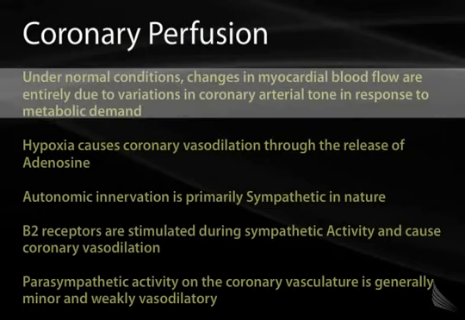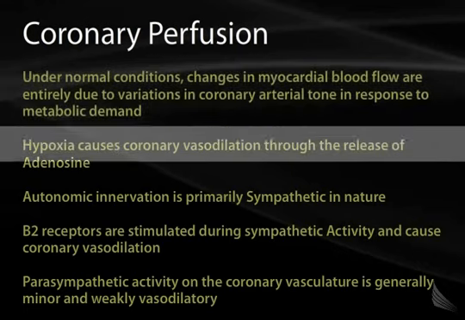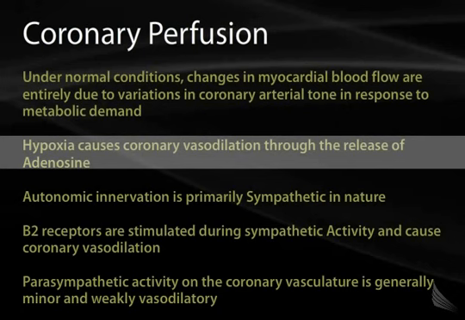Normally, changes in myocardial blood flow are entirely due to variations in arterial tone in response to metabolic demand, meaning as the heart muscle works harder, it releases adenosine and other molecules, but adenosine is the major one that you should know. Adenosine, which is a breakdown product of ATP, causes coronary vasodilation. Coronary vasodilation increases the amount of perfusion to the cardiac muscle.